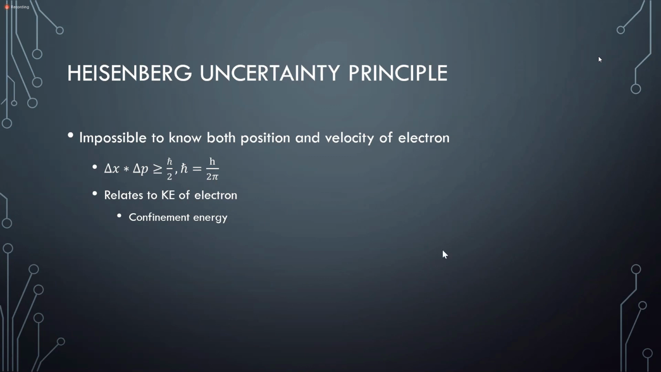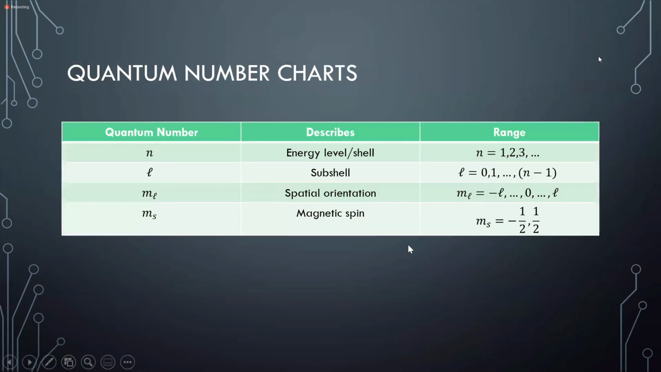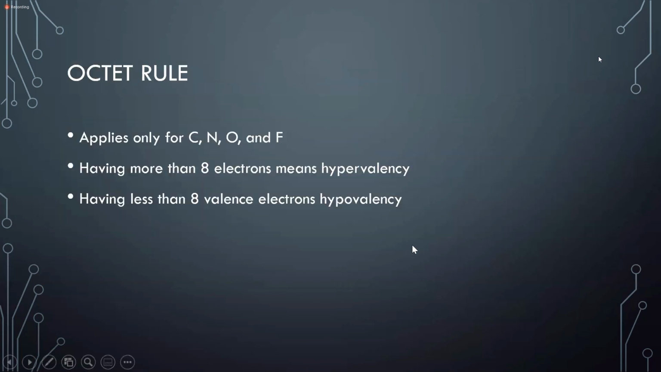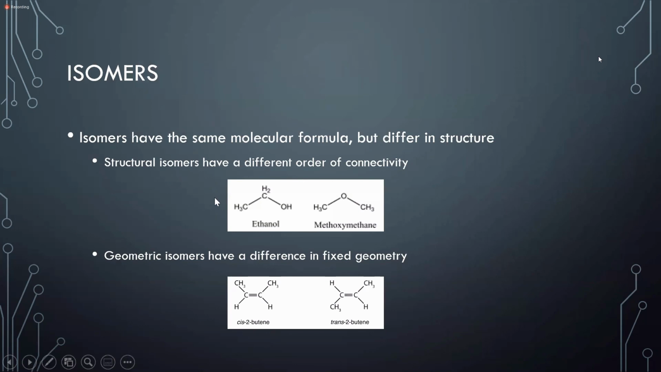Alrighty, so we'll go ahead and move on to the next section. We're going to talk about isomers. We learned that if you have a compound that has the same molecular formula but a different structure, then it's called an isomer. And there are two ways that this can happen.